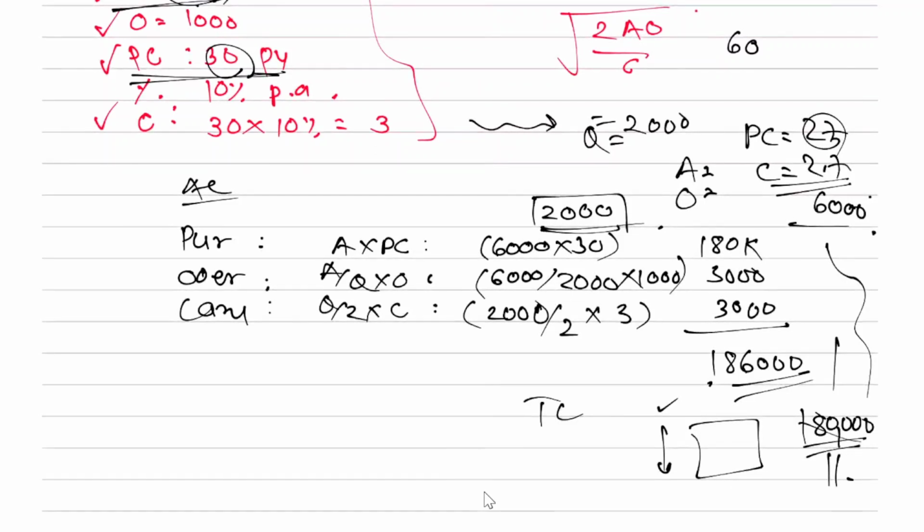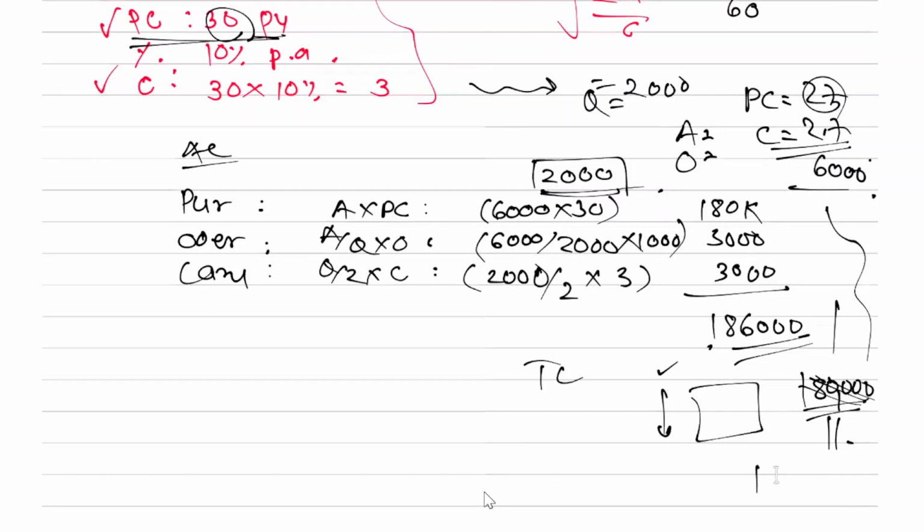Suppose this cost is not 1,80,000, it is 190,000. Then you're going to reject the proposal. I will say at EOQ my cost is 186. If I place your offer, my cost becomes 190. Doesn't make any sense, sir. I will reject the offer.